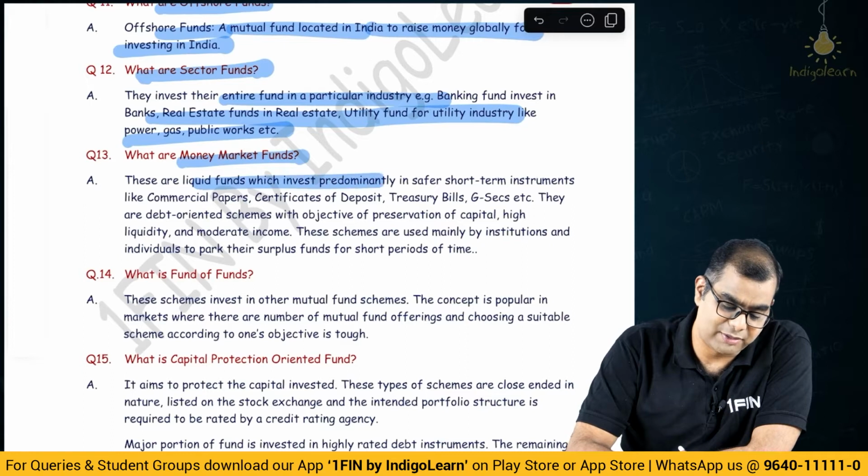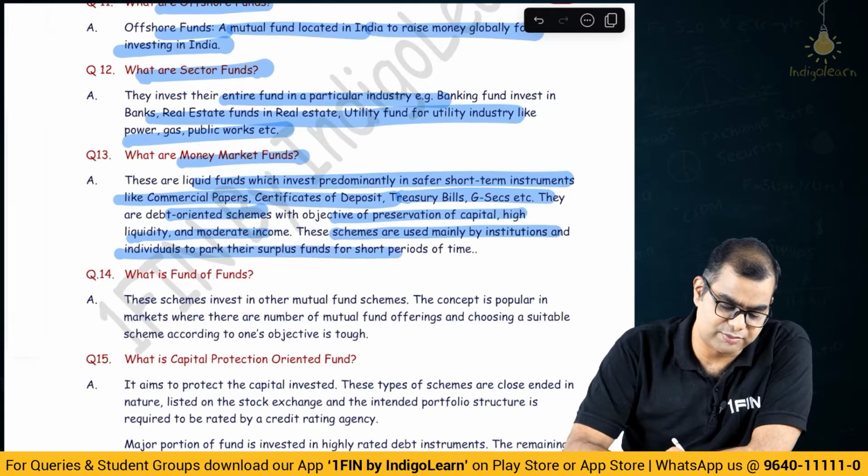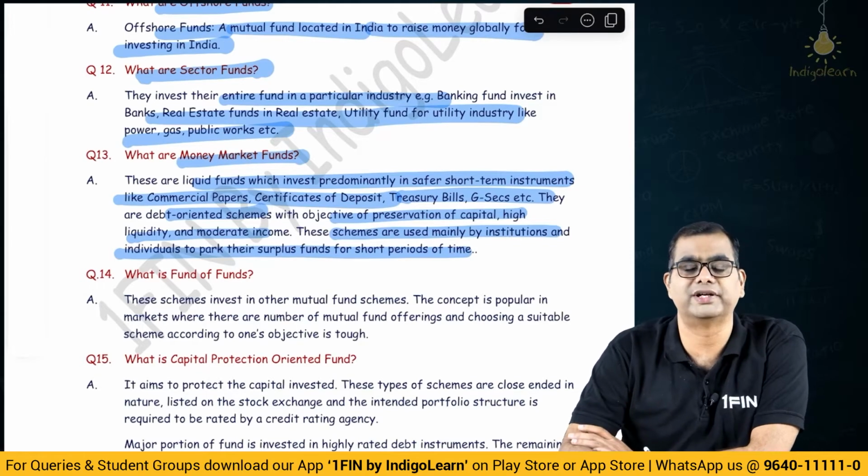What are money market funds? These are liquid funds which predominantly invest in safer short-term securities like CPs, CDs, T-bills, G-Secs, etc. They are debt-oriented schemes with the object of preservation of capital, high liquidity and moderate income. These schemes are used mainly by institutions and individuals to park their surplus money for shorter periods of time.